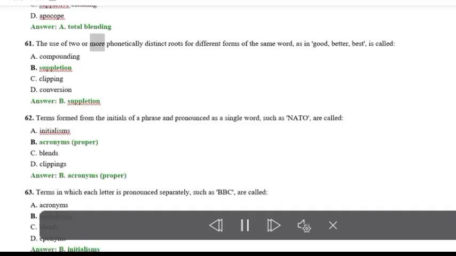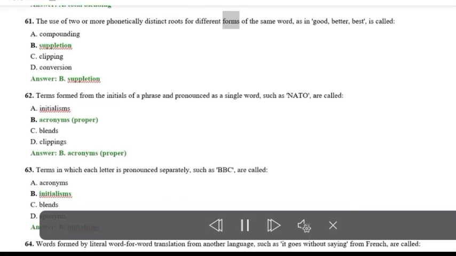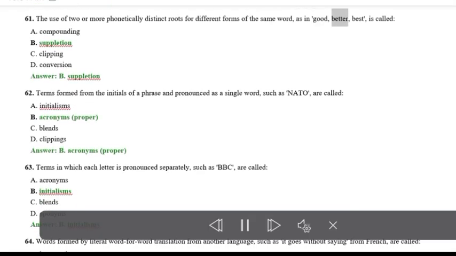61. The use of two or more phonetically distinct roots for different forms of the same word, as in good, better, best, is called A. Compounding. B. Suppletion. C. Clipping. D. Conversion. Answer, B. Suppletion.